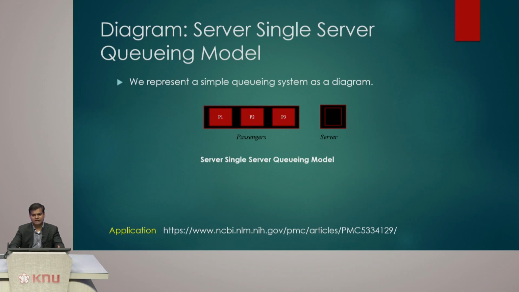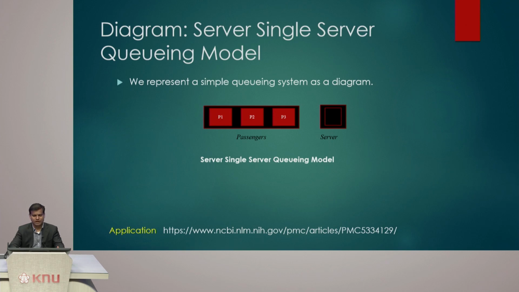So here is a basic model that you have in hand. A single server queuing model. So you can represent this queue. For example, you have the number of passengers there and a server there. So it's kind of a single server system where you have only one queue. So there are a lot of applications to it.